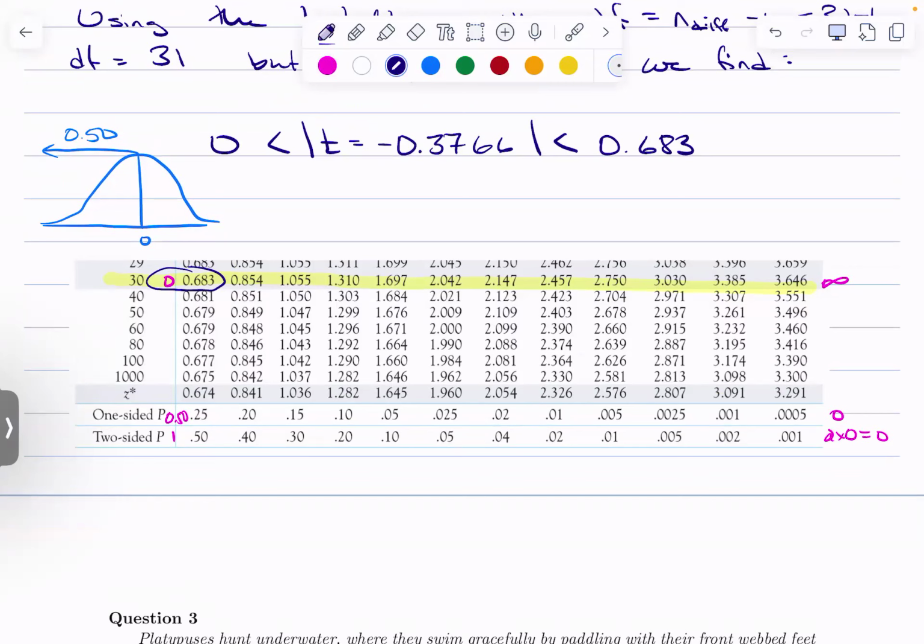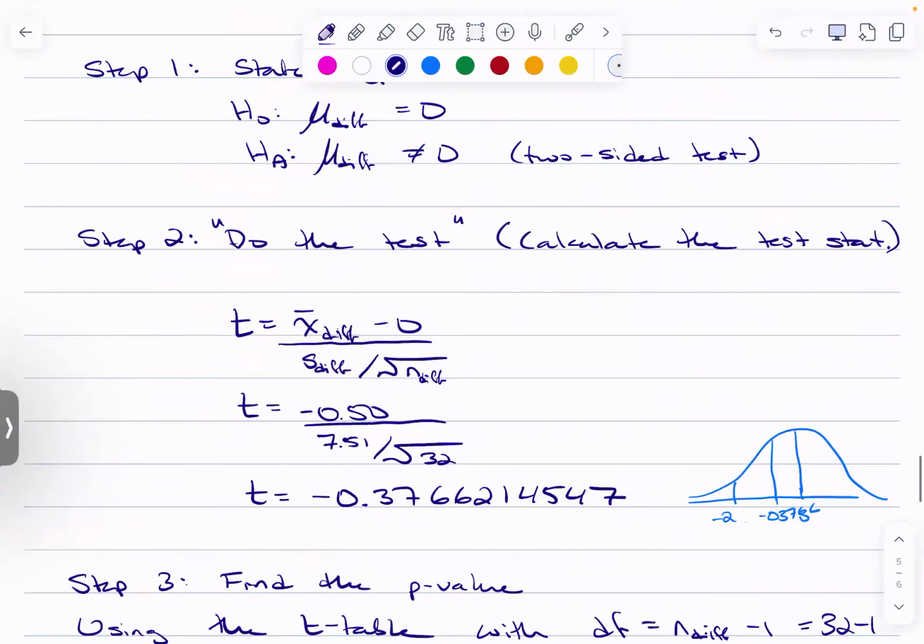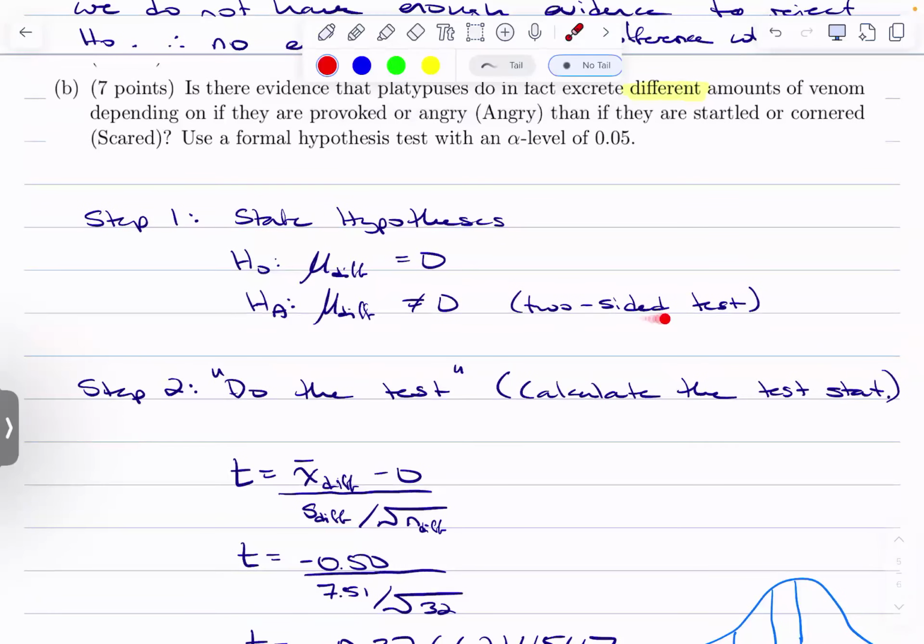It's not until now that we need to remember if we're doing a one-sided test or a two-sided test, which means we have to scroll all the way to the top. That's why I like to make a note here, because it's so easy to forget. Because I have a not equal to here, I have a two-sided test, which means I need a two-sided p-value.